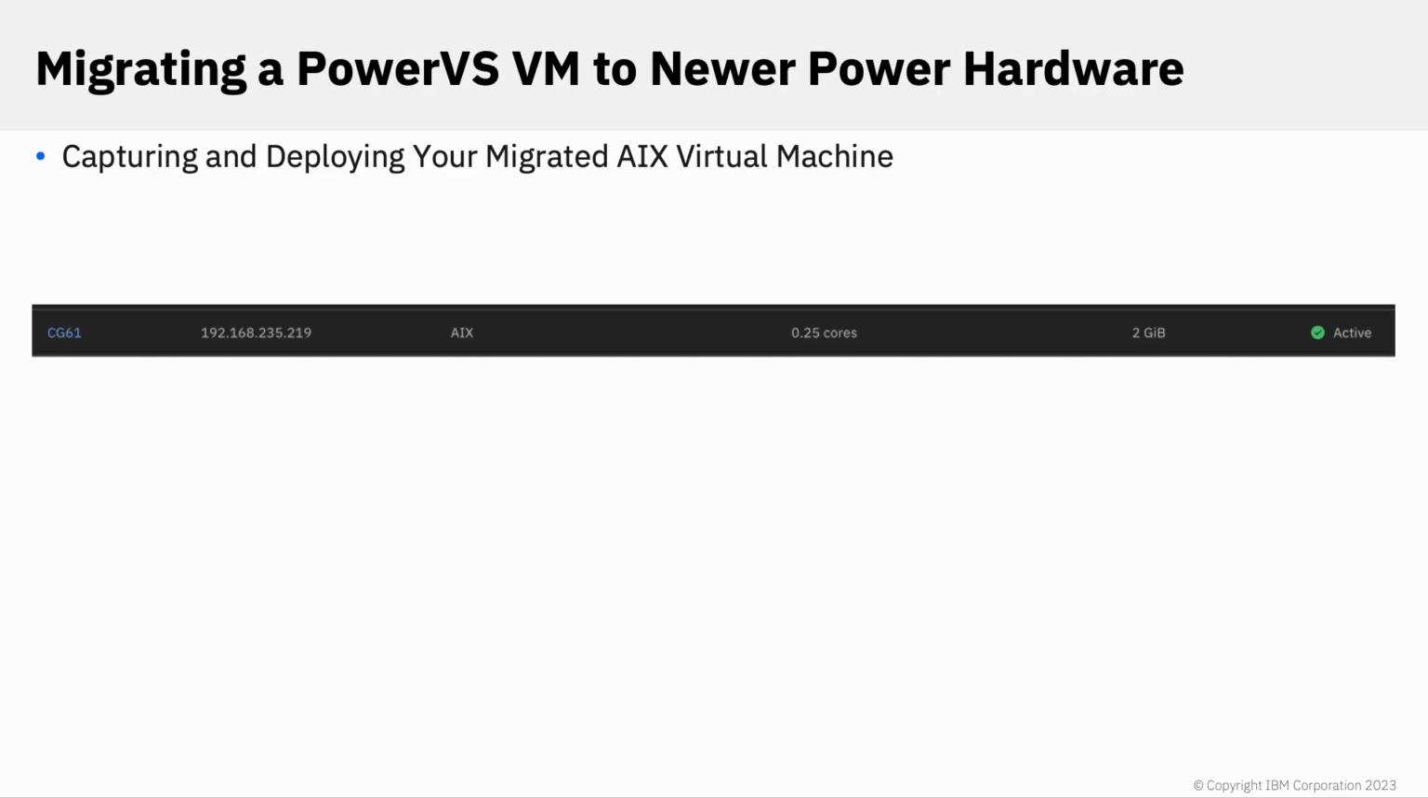We're going to follow the approach described in the support article by capturing the virtual machine, deploying it onto newer hardware, and then validating that everything is working as expected. So in this case, we're going to be taking this CG61 LPAR, which you can see here we have verified that it's running and is active. And you'll notice that it's now active instead of showing in a warning state, and that's because we've migrated it to a version of AIX that is supported within PowerVS. So we're going to capture this VM and then, using that captured image, deploy it to new hardware within PowerVS.